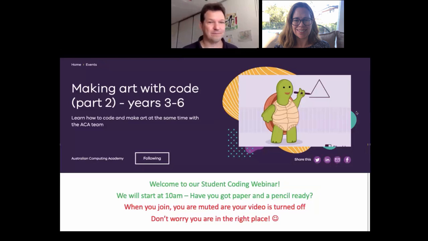Right. Okay. Now, everyone should be able to see the screen at this point. We've got a picture of the turtle on the screen. The turtle is one of the tools that we use to make using code.